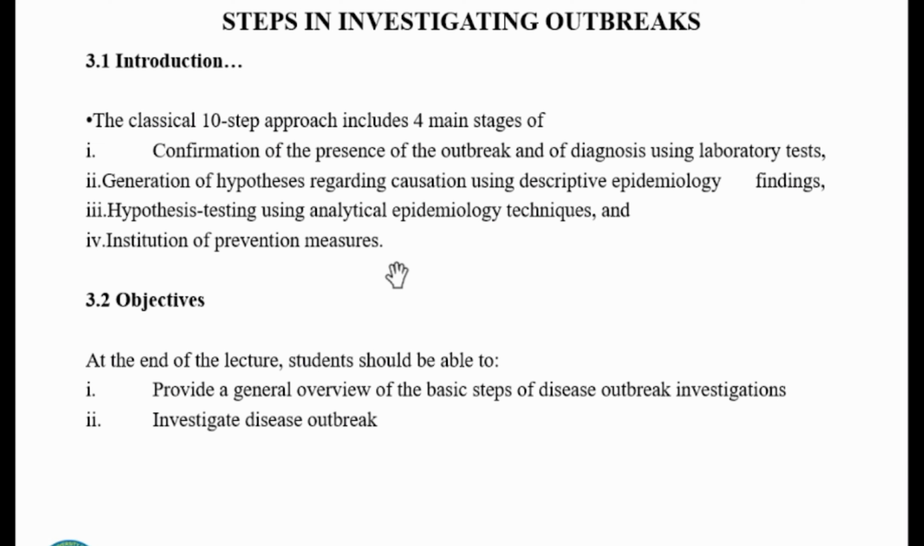After that, another important step is generation of hypotheses regarding causation using descriptive epidemiology findings. When we're talking about descriptive epidemiology, we want to know when it occurred, who was affected, the time, the place: when, who, where. So those are the descriptive findings. By having those descriptive findings, it will be possible for you to generate the hypothesis.